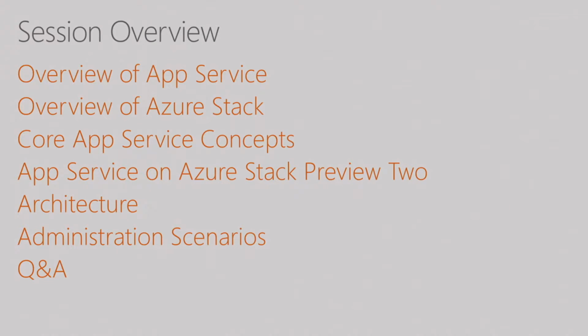I'll give an overview of the architecture of App Service on Azure Stack. It's pretty much the same as the public service that we run, but given that we're running directly on IaaS, it's slightly different. And then the bulk of the talk is going through administration scenarios. So I've got about 8 different scenarios, which are key important things that you need to do once you get hold of the system in order to run it successfully.